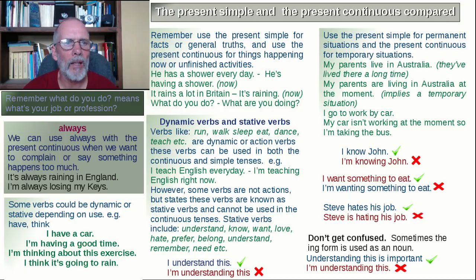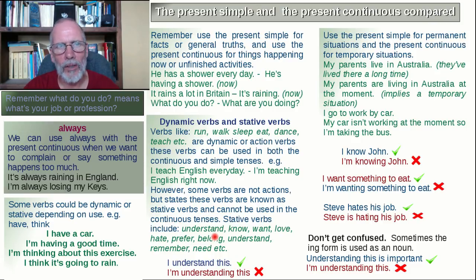For example, looking at the first example, understand, you either understand this or you don't understand it. It's a state. There are 2 possible states. You can understand it or you can't understand it. It's not an action. So if we see underneath, you can say, I understand this, but you cannot say, I am understanding this. You cannot use this type of verb in the present continuous tense or in any continuous tense.